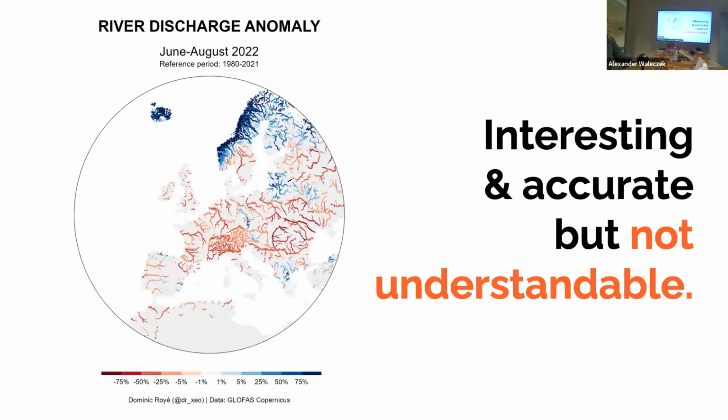So then this is an example of what I would call interesting and accurate but not understandable. So we're sort of heading into that academia territory. We're looking at the drought in Europe, and we're talking about river discharge anomaly, which again sounds interesting, but I'm not quite sure what that means, and I'm not quite sure what I'm looking at, so it's missing that understandable component that we're trying to include as well.